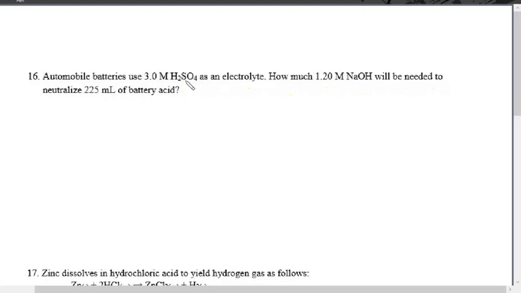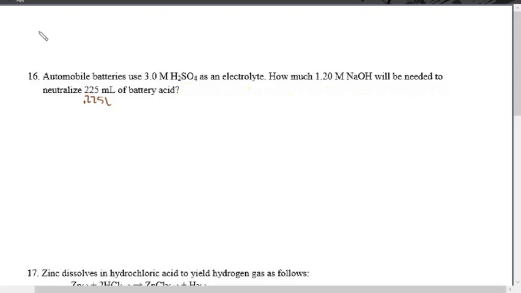Sorry about that tangent. Anyways, automotive batteries use 3.0 molar H2SO4 as an electrolyte. How much 1.20 molar NaOH will be needed to neutralize 225 milliliters, again really quickly, that's 0.225 liters, of battery acid, which is this. Quick side note, you want to write out the reactions for these, but it can be a lot faster than having to sit there and think and balance these.